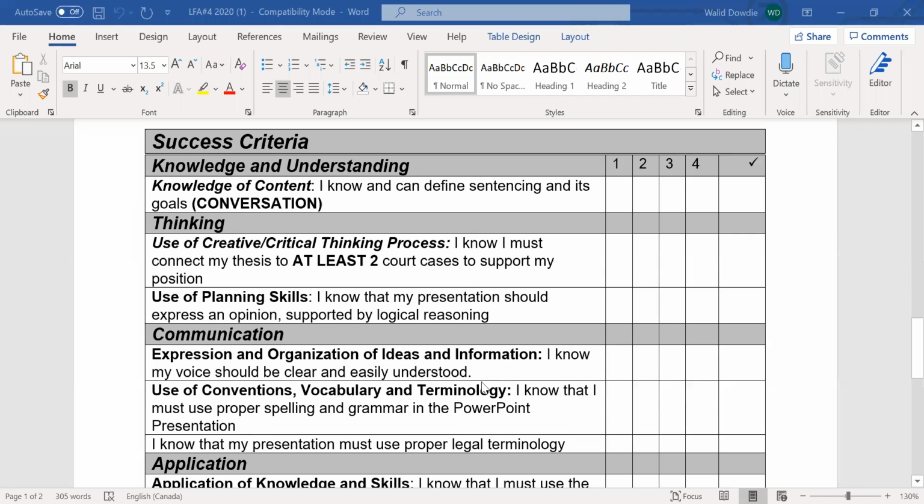I know that my voice should be clear and easily understood. It's supposed to be like a presentation. What I'm trying to ask you guys to do is a video presentation because it's easier than trying to get it done in class. I know that I must use proper spelling and grammar in my PowerPoint. I know my presentation should use proper legal terminology.